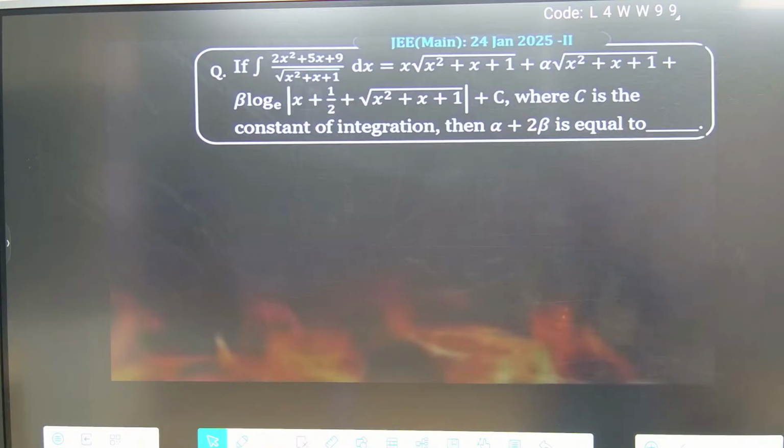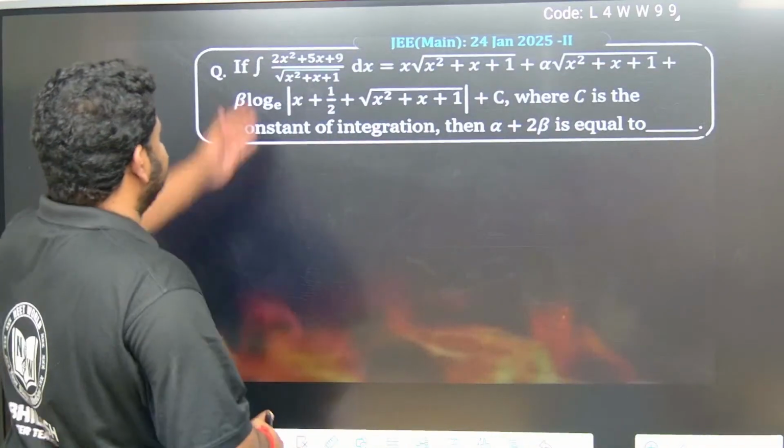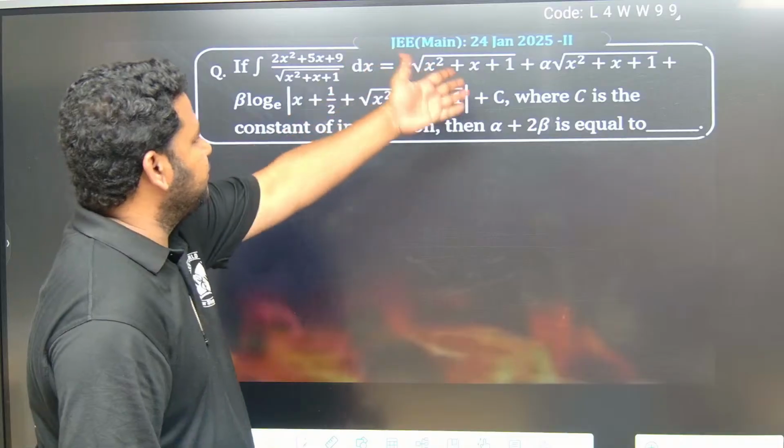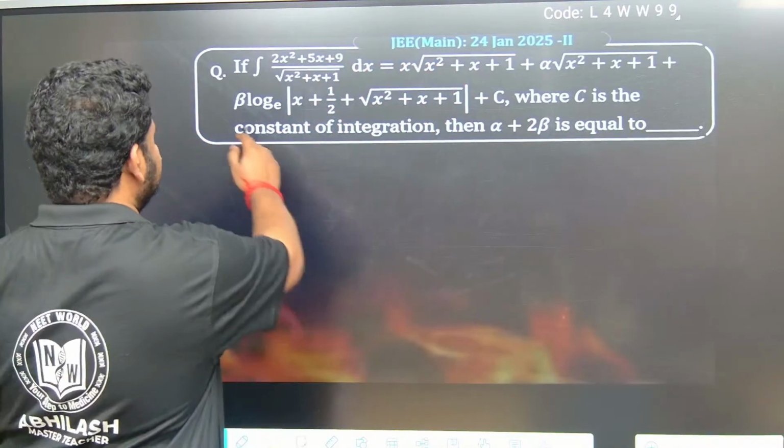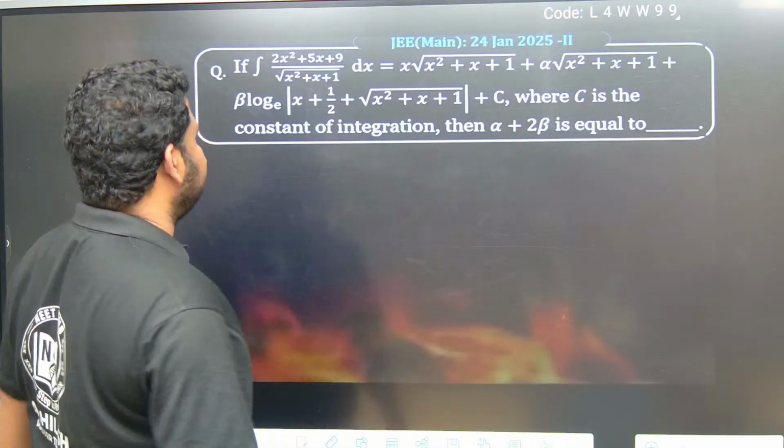This is a numerical value based question. It is quite calculative, but conceptually very simple. They are telling us that the given integral is equal to an expression with alpha and beta, and they are asking us to find alpha plus 2 times beta.